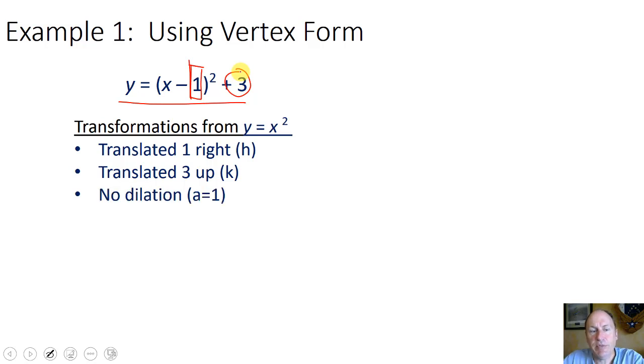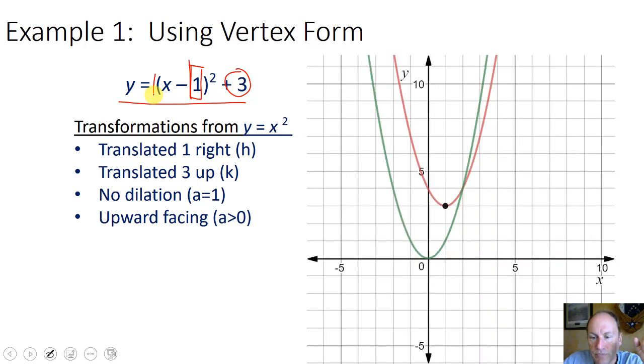There is no dilation because the a term, which doesn't even appear, and if there's no number, we assume it to be 1. A equals 1, there is no dilation. It's neither vertically stretched nor shrunk. And finally, since it's a positive a term, positive 1, it is upward facing. So we know all these things just by looking at the vertex form.